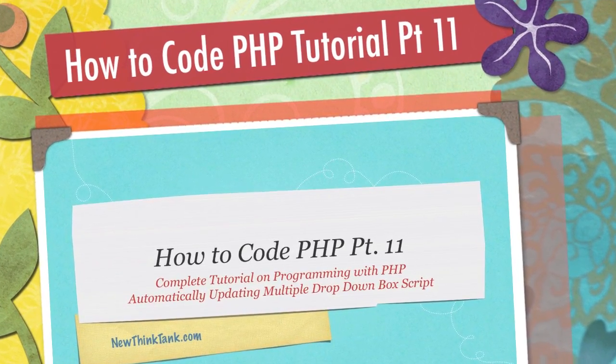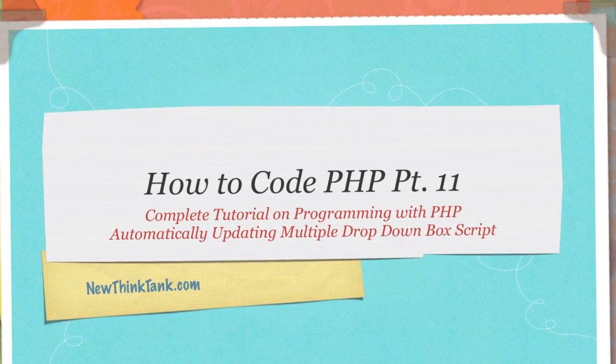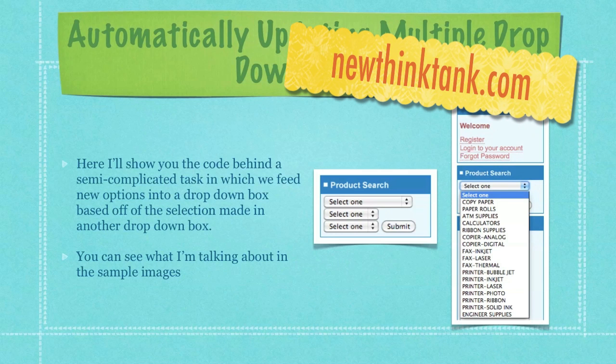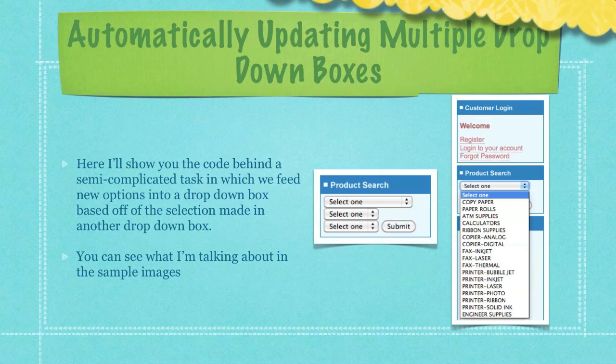Today I'm going to show you how to create automatically updating multiple drop-down boxes. Go completely through everything that goes into it. Sounds kind of confusing, but it's really not, and it's actually quite useful. Here I'll show you the code behind a semi-complicated task in which we feed new options into a drop-down box based off the selection made in another drop-down box. You can see what I'm talking about in the sample images to your right.